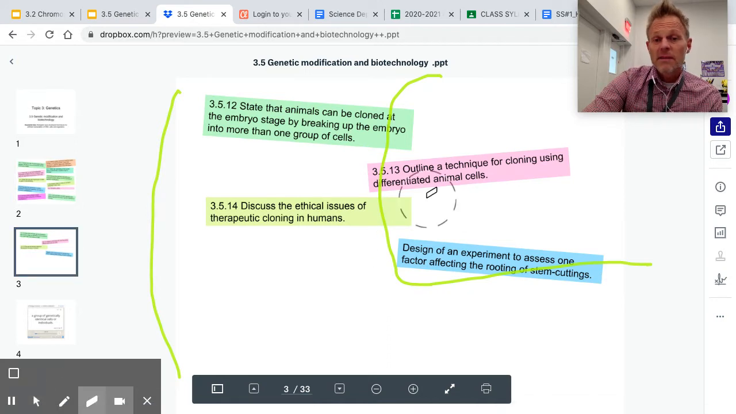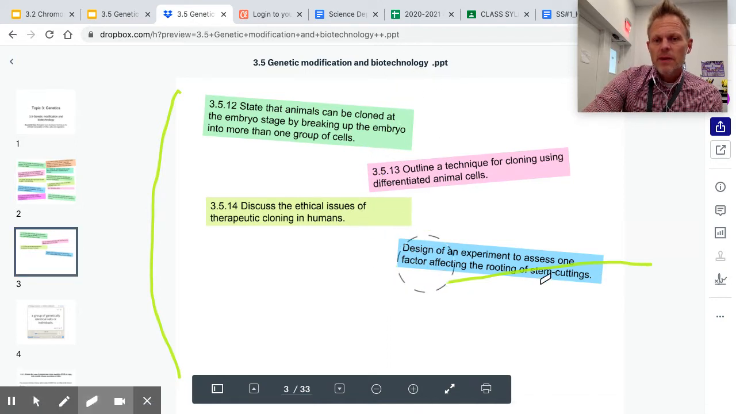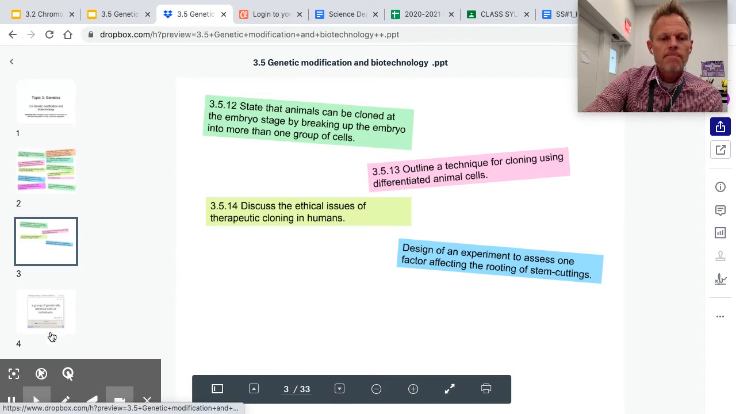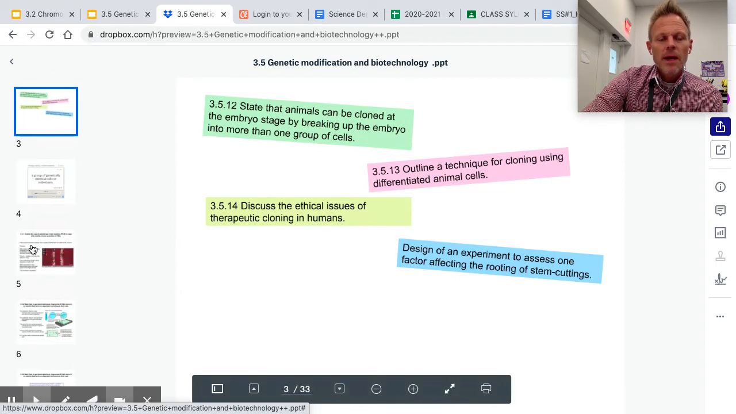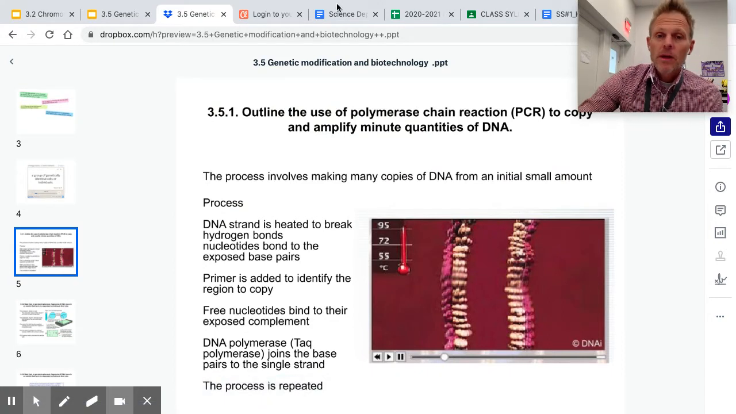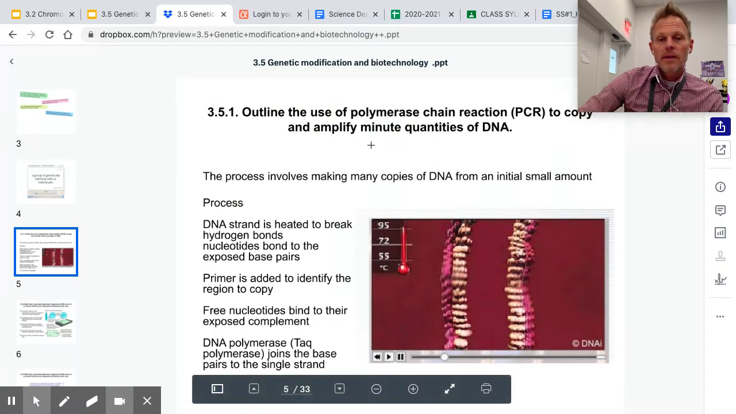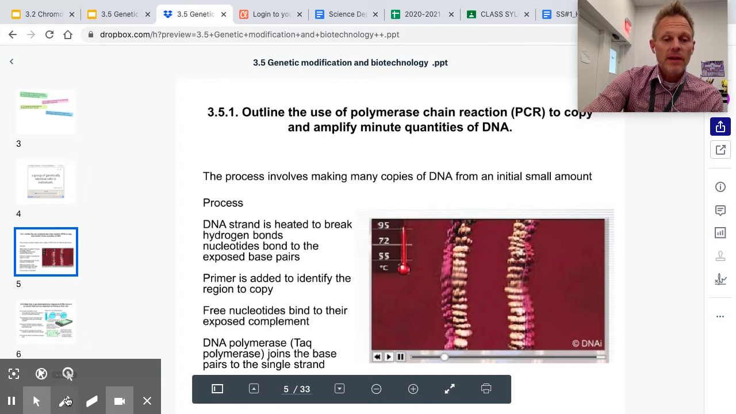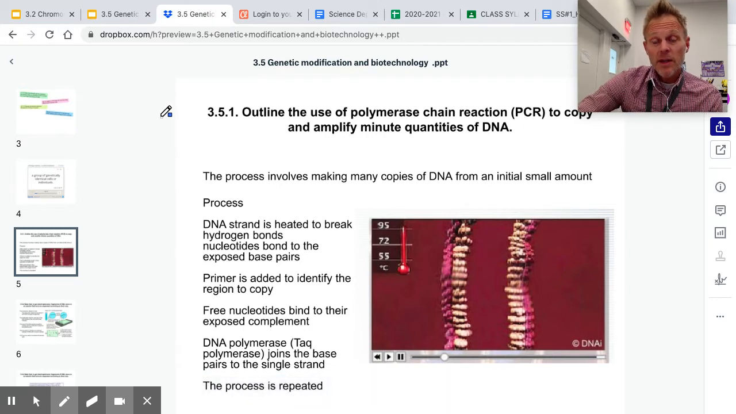So that's 3.5. In this first part of 3.5, I'm only going to talk about one slide. It's called polymerase chain reaction. In this assessment statement, it's asking us to outline the process. It's actually quite simple, and it's very similar to DNA replication. Basically, it is DNA replication, except we're controlling it.